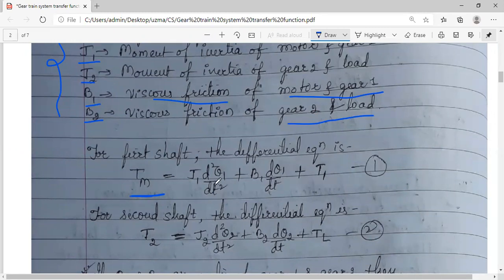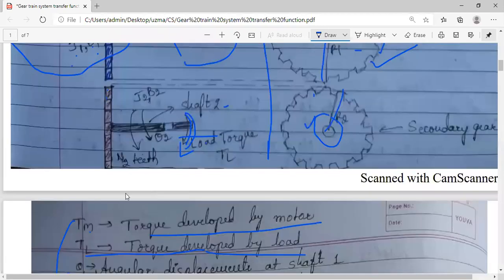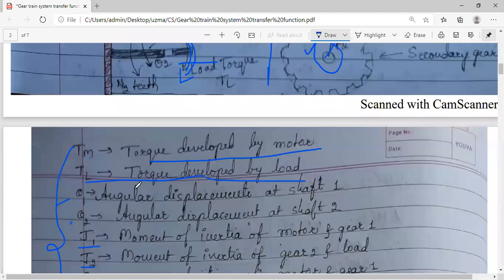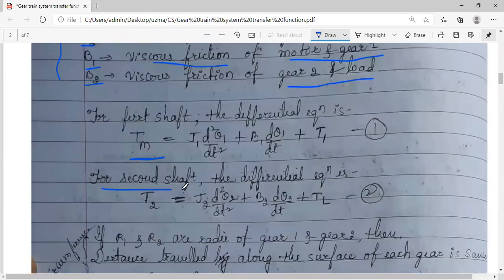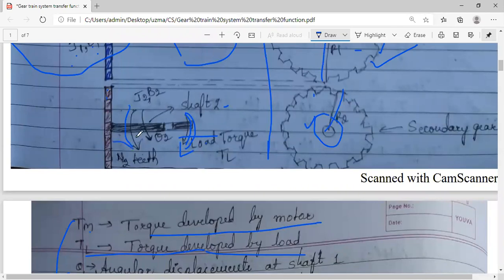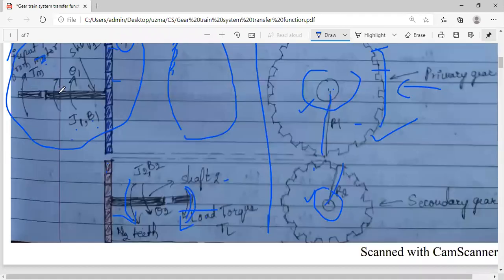That is J1 d square theta 1 by dt square, B1 d theta 1 by dt plus T1. We will see what is that torque T1. I have not indicated, I guess. What is that torque T1? No, I have not indicated it. And for the second shaft, the differential equation is the second torque T2. This I'm talking about. Okay, the direction I have shown here also, you can see. I have shown the direction, but I have not marked it.